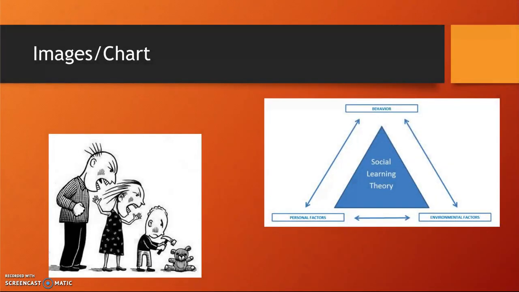These are some images. It just kind of shows the dad yelling at the mom, yelling at the son, hitting the teddy bear, which kind of shows they've learned anger all throughout. And then the one on the right shows the social learning theory: behavior affects personal factors, personal factors affect environment, and environment affects your behavior. So it's like a big system.